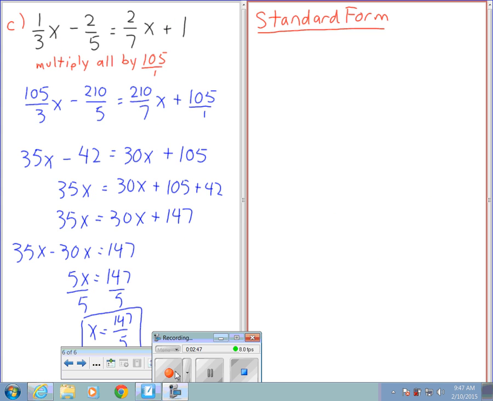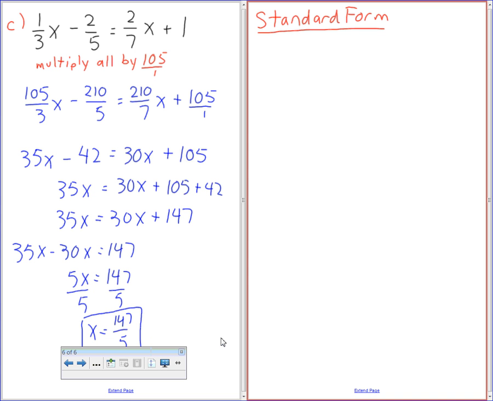I'm going to deal with substituting into equations, standard form, the Pythagorean theorem, lots of stuff. I'm going to start with standard form. Standard form is ax plus by plus c equals 0, where a is positive and there are no fractions.